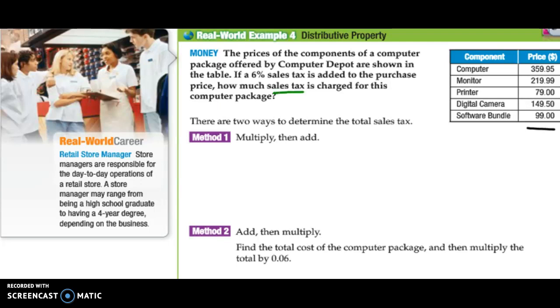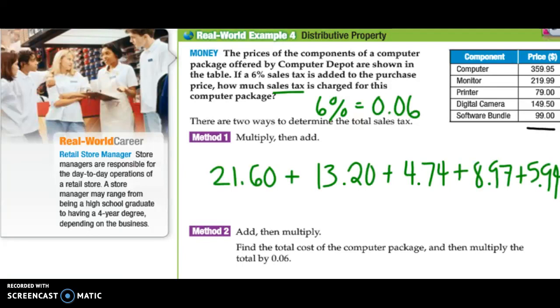So we're just looking for the sales tax. We just have to multiply everything by 0.06. Remember, 6% is the same as what decimal? 0.06. And this is actually how you find sales tax all the time. So I take all of those numbers and multiply them by 0.06. In the sake of time, I just multiplied them all and wrote them down for you. If you wanted to, you could pause the video right now to write them all down too. So here we have 21.60, 13.20, 4.74, 8.97, and 5.94.